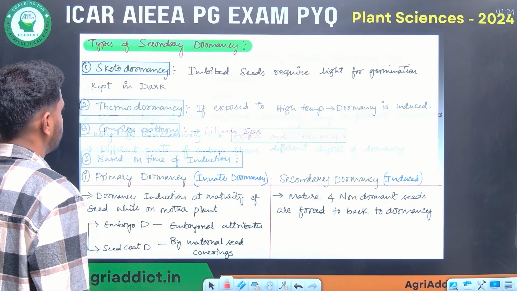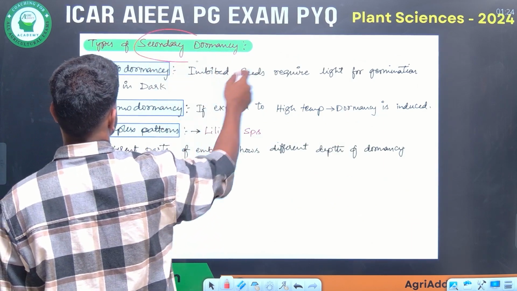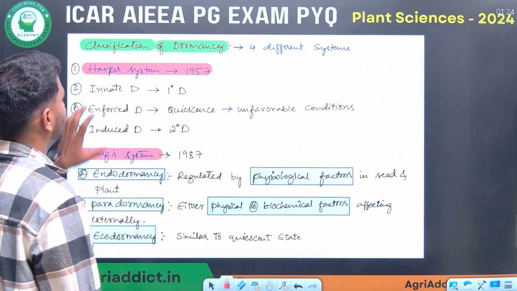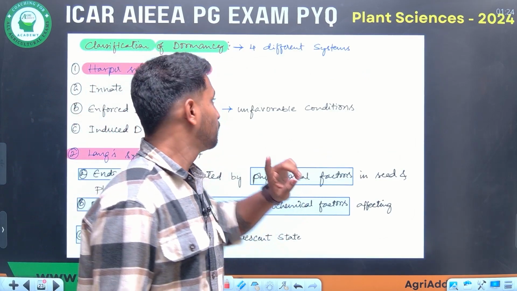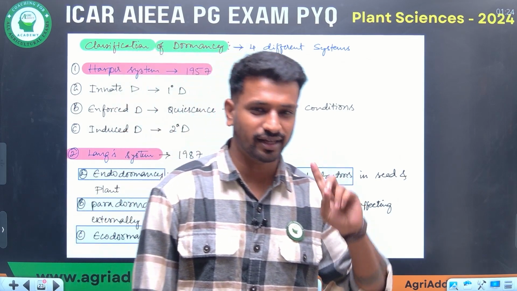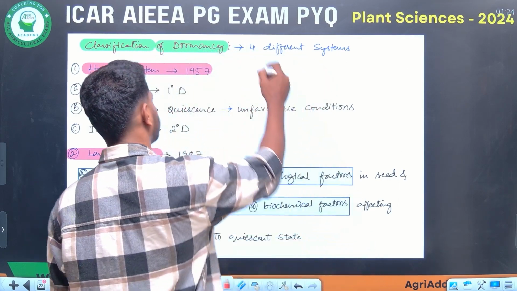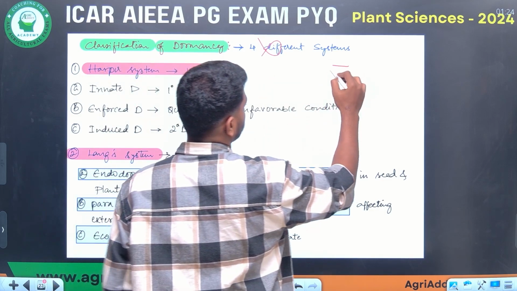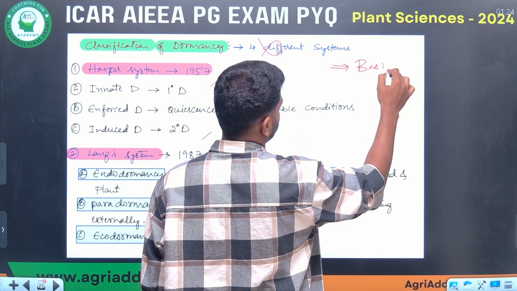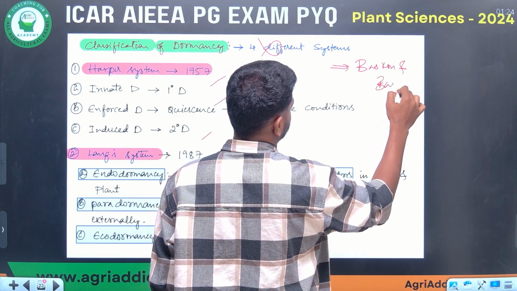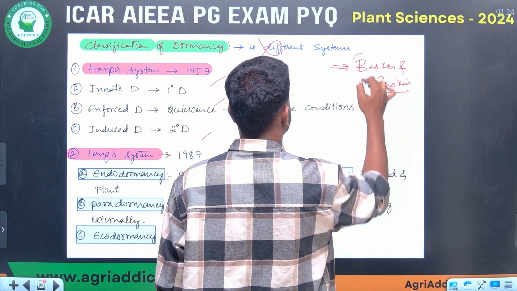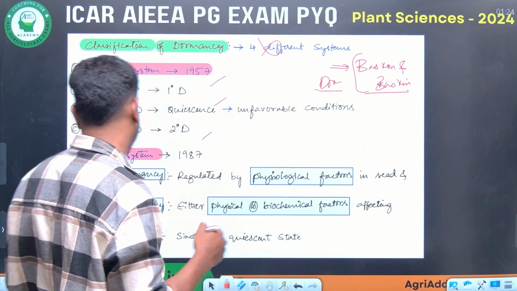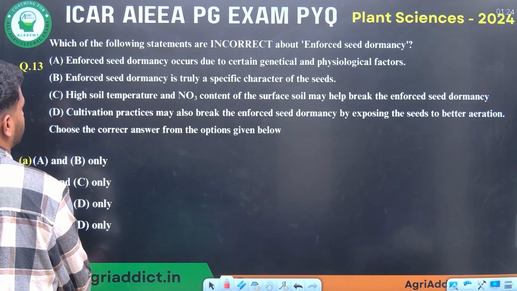Seed coat, okay, and those are the types of secondary dormancy I told you about: scotodormancy, thermodormancy, and complex patterns. Now the classification. There are around 4 different systems of classification, but all these systems are not important. Just see the terms once, but remember there is a classification from Baskin and Baskin. That is the currently accepted classification for dormancy. Try to remember that one. Again, not in detail, just the names.